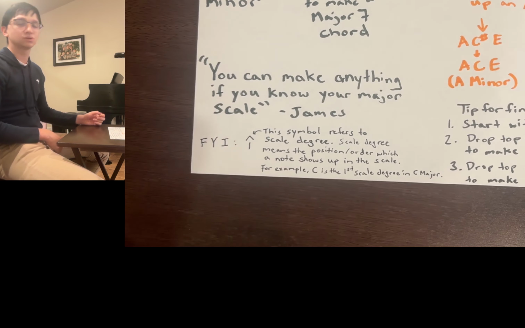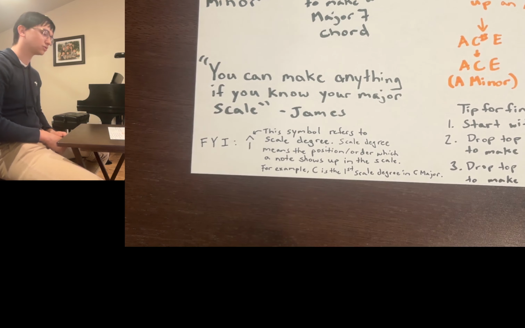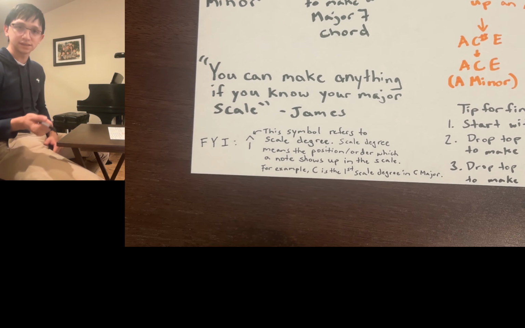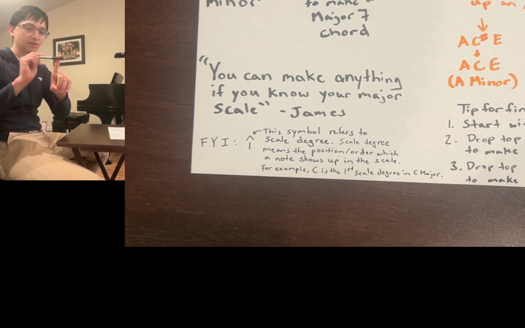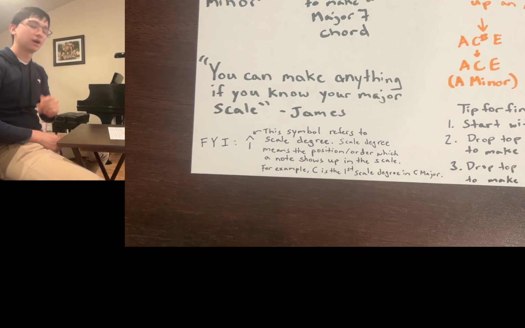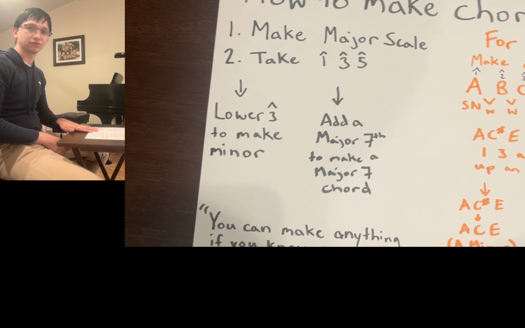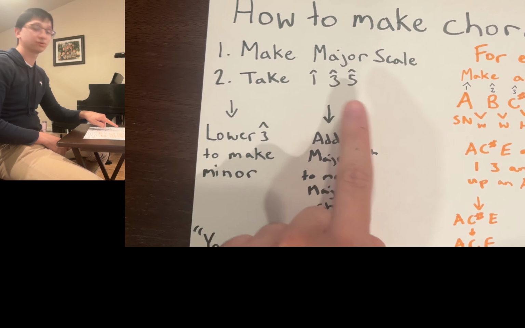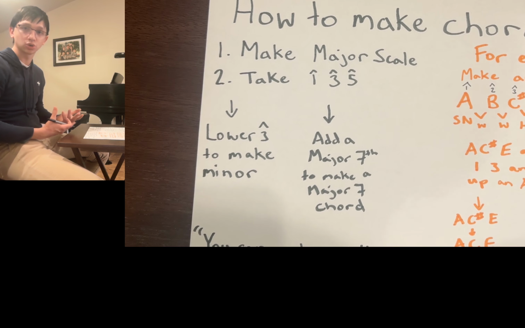And what a scale degree refers to is the positioning or the order in which a note is within a scale. So for example, in a C major scale, C would be what we call the first scale degree, or scale degree number 1. And so that's why we would write in that C is 1, and then we would draw that little hat on top to say that it's the first note of the scale. And so again, from the major scale, all you have to do is take number 1, number 3, and number 5. And then after that, you have your major chord.